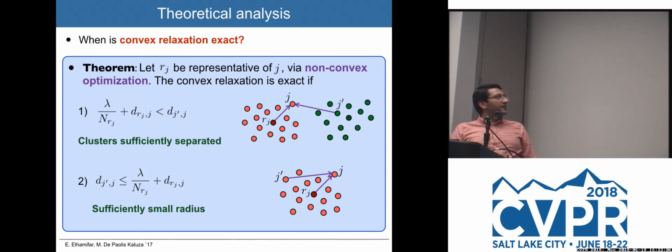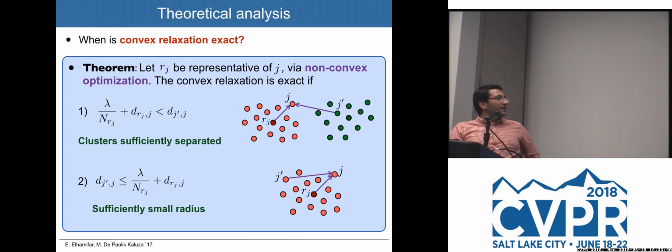One is that if I take every point j, the way that the right representative rj represents it is going to be by some threshold better than any points in another cluster, right? And that threshold is going to depend on the regularization that we have. What it means is that I need to have clusters in my data set where these clusters are sufficiently separated by this factor that depends on lambda. So I need to have clusters that are sufficiently separated, one condition.